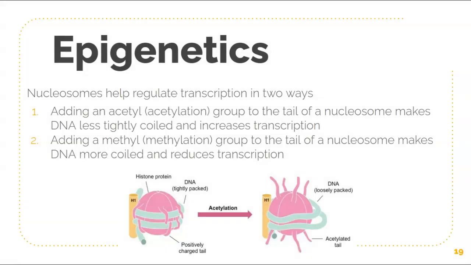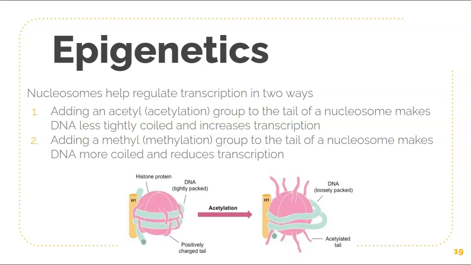There are two ways to do this, okay? And this is based off of nucleosomes. So nucleosomes help regulate transcription, right, in two ways, acetylation and methylation. So if you add an acetyl group, which is what acetylation is, to the tail of a nucleosome, it makes DNA less tightly coiled, right? It looks like this, right? It's a little bit loose, which increases your transcription. Because it's less tightly coiled, you can reach those genes more easily.